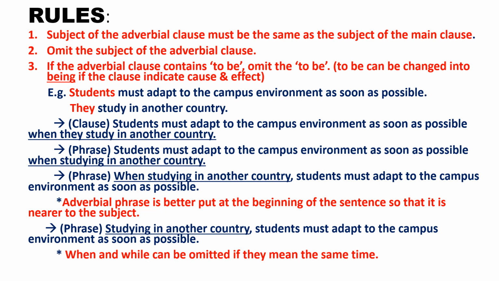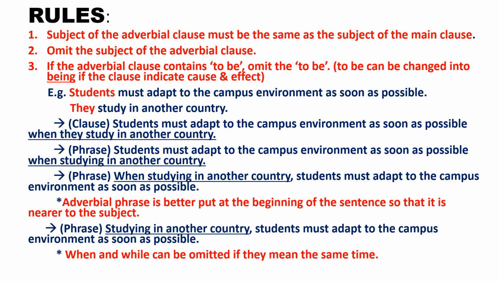Let's continue with the application of the rules in sample sentences. Look at the sample sentence. Students must adapt to the campus environment as soon as possible. They study in another country. These two sentences have the same subject, which are students and they. So students and they actually are the same person. Therefore, we can change it into a clause. Students must adapt to the campus environment as soon as possible when they study in another country.